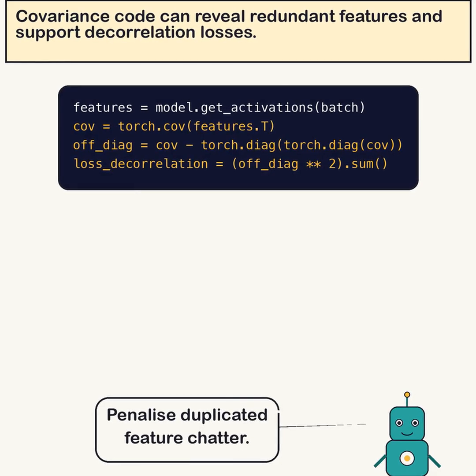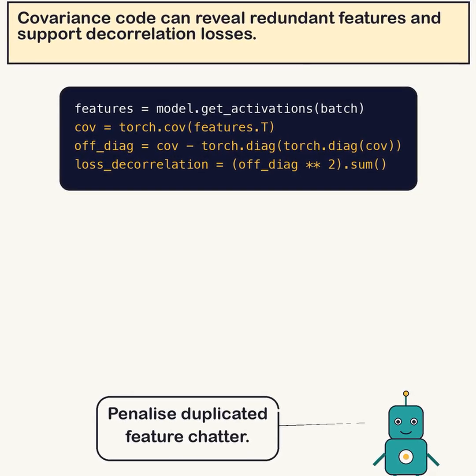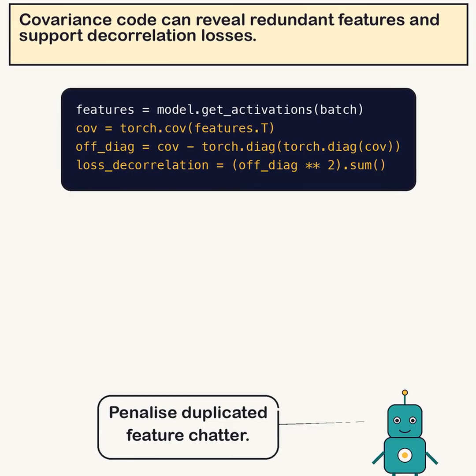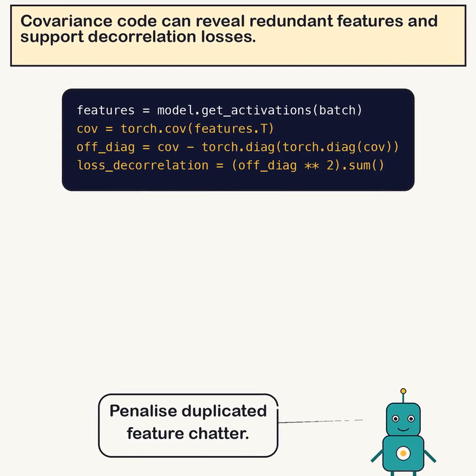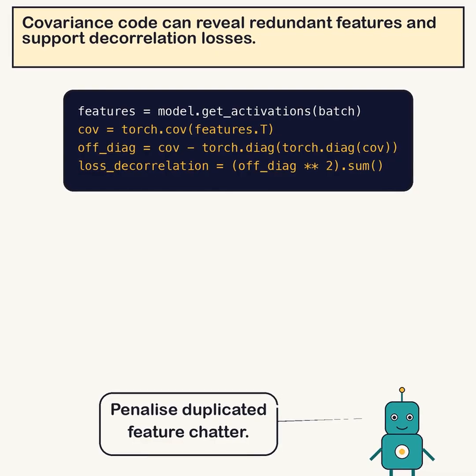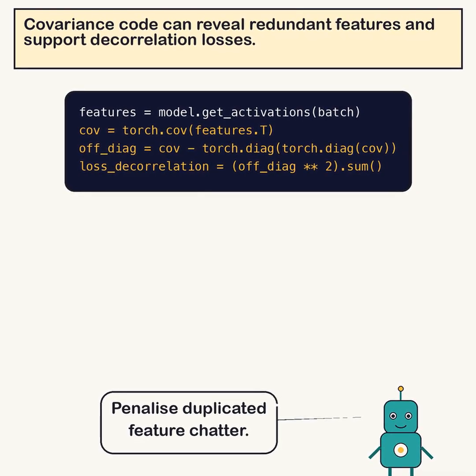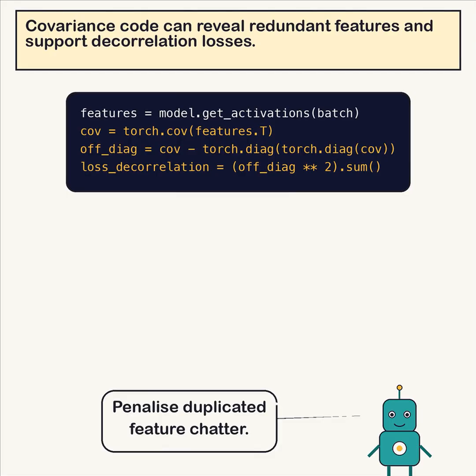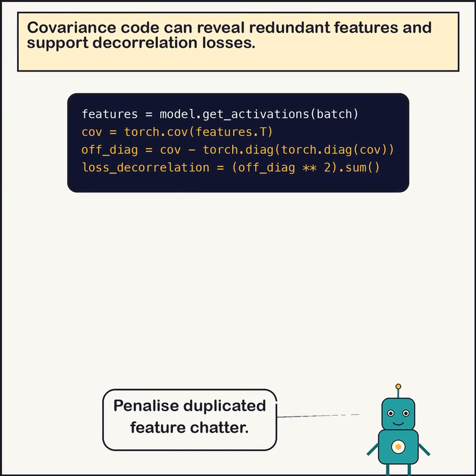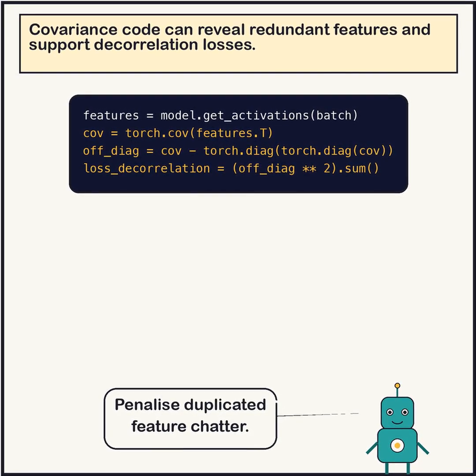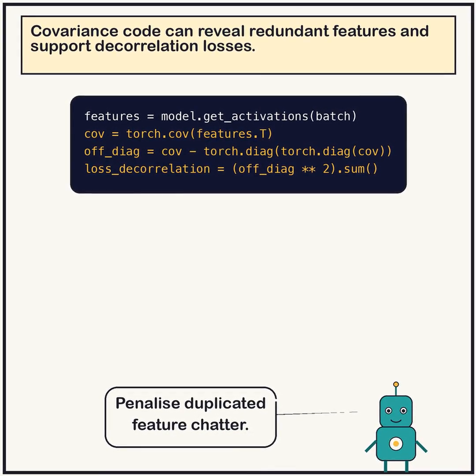In code, covariance over activations exposes redundancy. The off-diagonal entries can be penalized to encourage decorrelated features, as used in self-supervised learning losses. Real-world analogy. Covariance code is like an audit that spots duplicate gauges on a dashboard measuring the same thing.